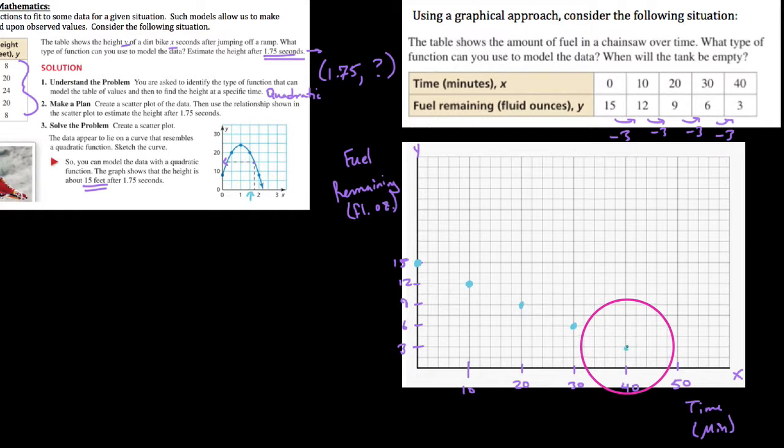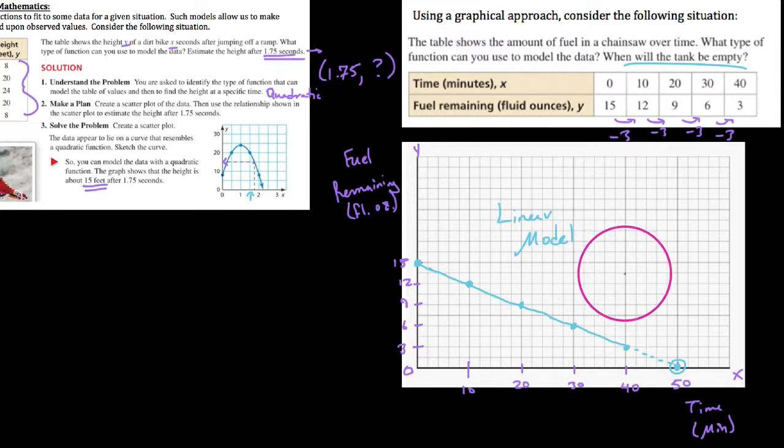But the really big question is this: what kind of model could we say would approximate the relationship we're seeing between time and the number of fluid ounces that are in this chainsaw? And I would say that this would be a linear model. And using this linear model, the question becomes this: when is the tank going to be empty? Now, interpreting this graphically, the tank is empty when it reaches 0. So basically we're asking, when would this model intersect the x-axis? And we could really just predict it's probably going to do so at about 50 minutes. So we say at approximately 50 minutes.